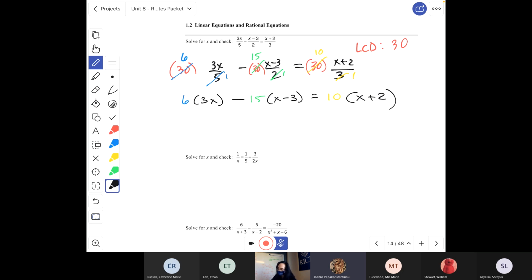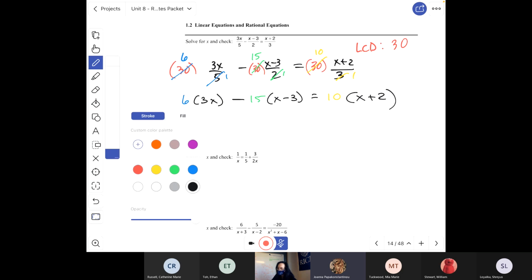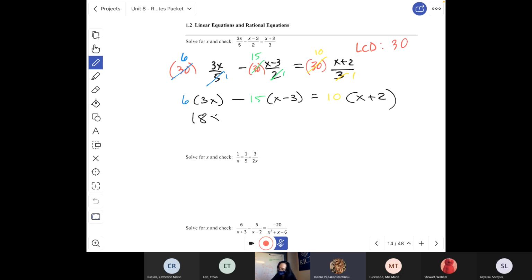Now let's distribute, shall we? So what do I get? First term. And then now I'm distributing this minus 15 to each of these. So what do I have? Minus 15x. You tell me. Yes. Equals, distribute.